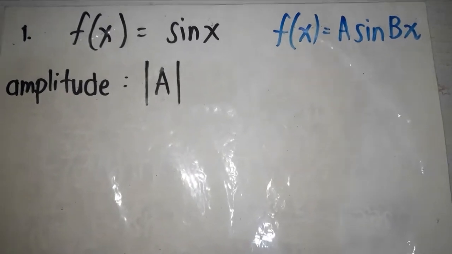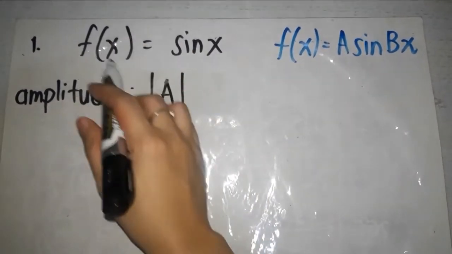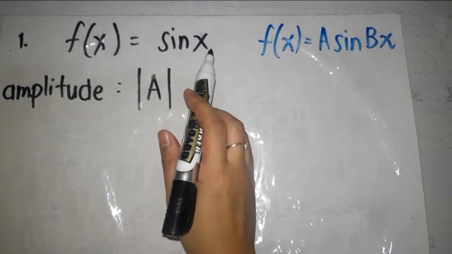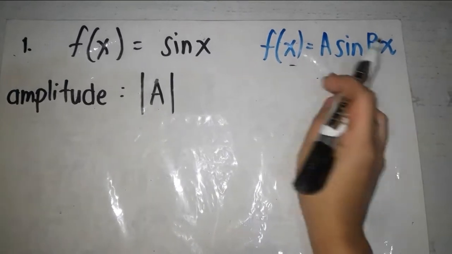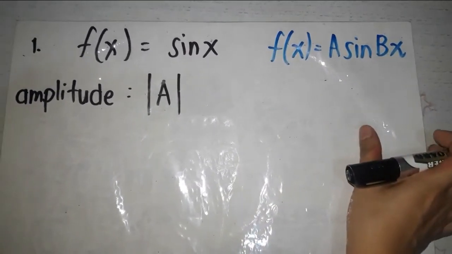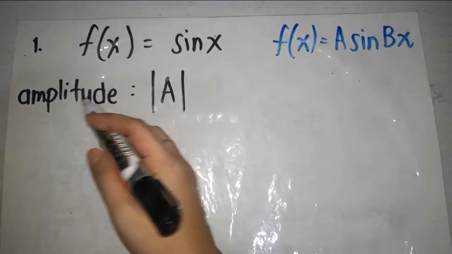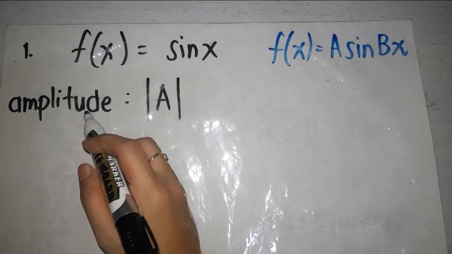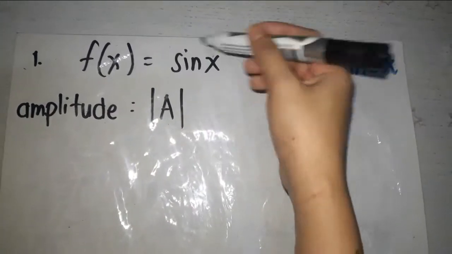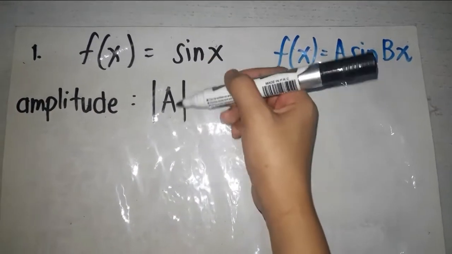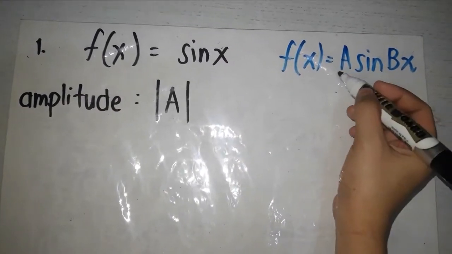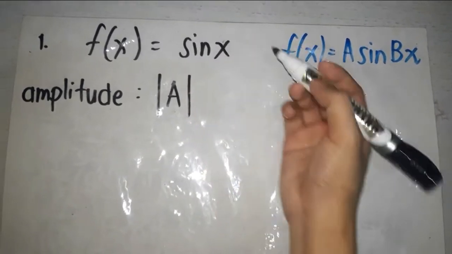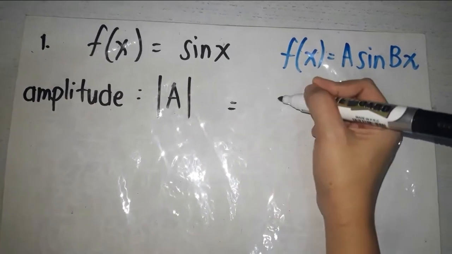So if we're going to graph f of x equals sine x, we know that this is a circular function, and we've also learned that this is a periodic function. So it's in the form f of x equals a sine bx. A and b are real numbers. Let's look first for the amplitude. The amplitude again is the height of the given graph. So we have the absolute value of a. Alright, so since it's in this form, a here is actually 1. We just don't write 1. So we have the amplitude equals 1.